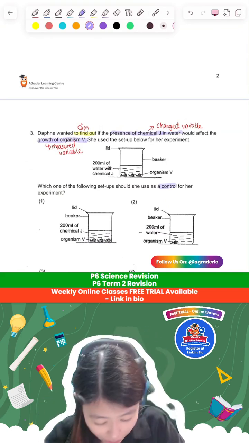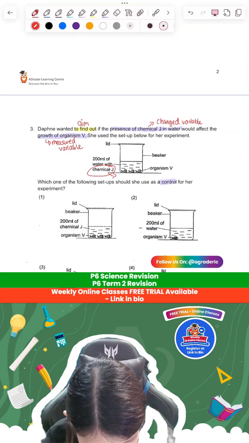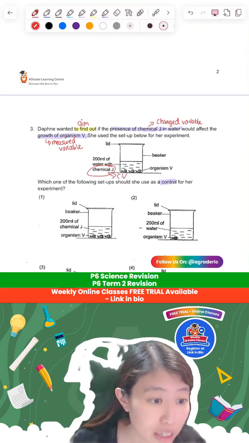So you can see that this setup has chemical J, right? And this is my change variable. Correct? So you must remember.